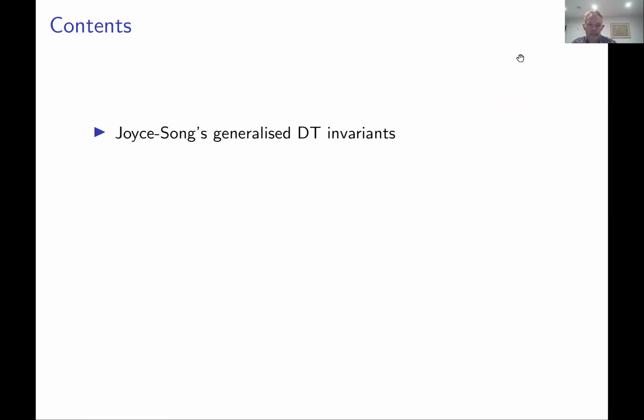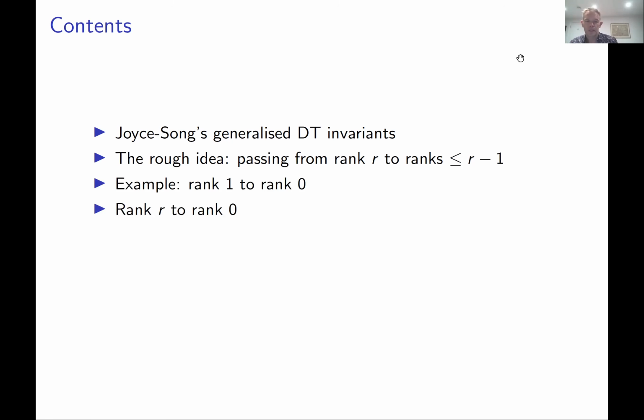Okay, so here's the plan. I'm going to briefly review DT invariants, not in any great depth at all. I'll just skim over it and tell you how to think about them. And then I'll focus on the rough idea of these papers, which is how to pass from rank R DT invariants to rank R-1 and below. And I'll give an example where it works perfectly and there's no corrections, which is passing from rank 1 to rank 0. So that's not really our ultimate aim. We're trying to get to rank 1. But rank 1 to rank 0 is somewhere where it just works really simply. The result is the simplest possible.